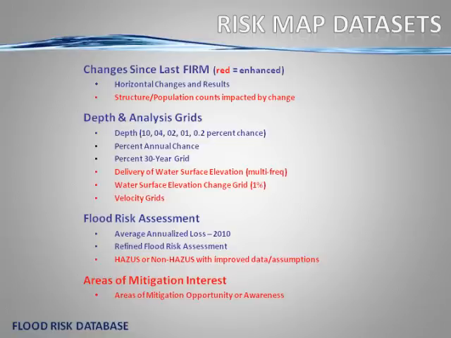And then the areas of mitigation interest. That is an enhanced product, but it's very important. So if you have a known flooding area, you want to do some type of mitigation action with that. Say you want to enhance a dam, or you want to improve your stormwater management system, something like that. So changes since last FIRM, you want to identify areas and zones of change.